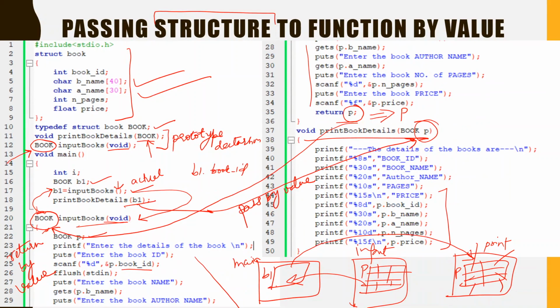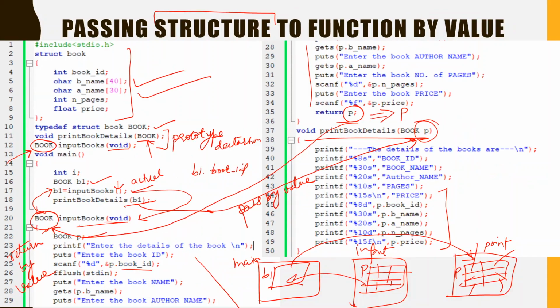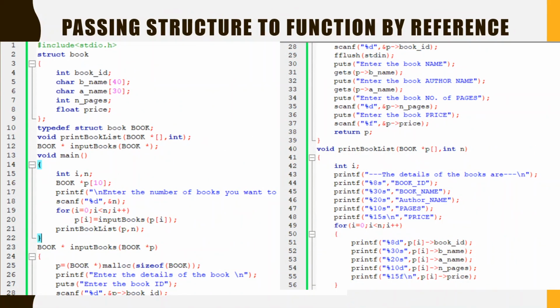Okay, so I have not shown the output because it is the same as the output of the dynamic memory allocation. Now here we will try to pass the structure variable by reference. We are not going to pass the actual variable, but we will only pass the addresses. And here we will also see how to pass an array of structures to the functions.